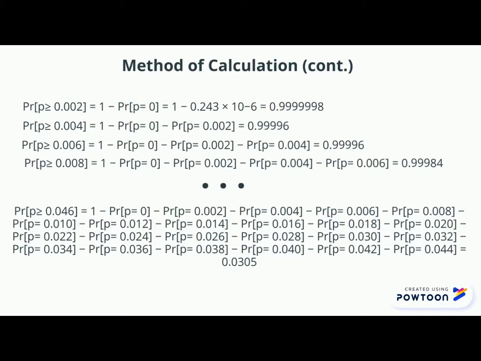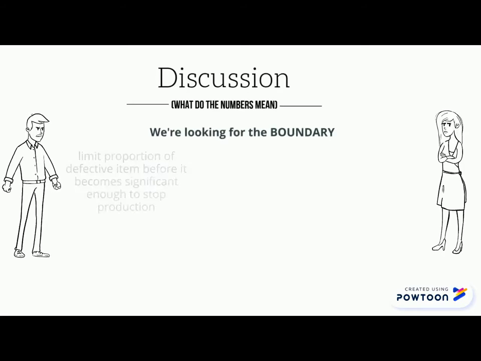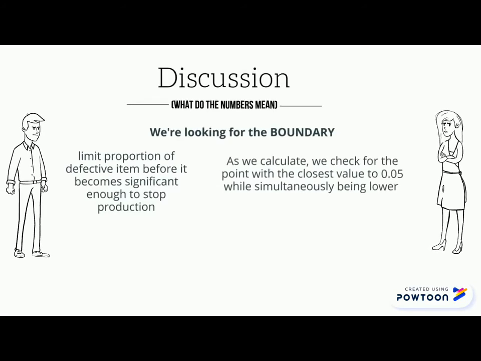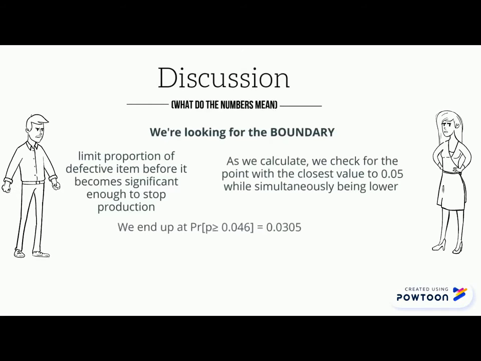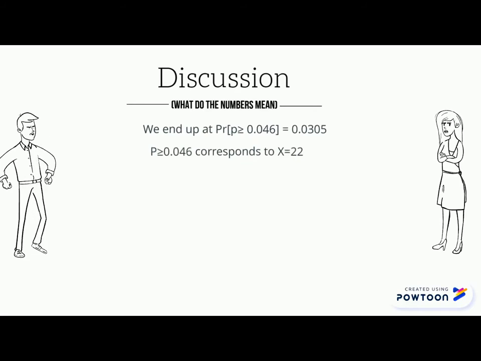Now, what do these numbers mean? First, I need to remind you we are looking for the boundary, which is the limit of proportion of defective items to the total items before it becomes significant enough to stop production. We check for the point that just drops below 0.05. The result? This point here. Now P more than 0.046 corresponds to value X of 22.